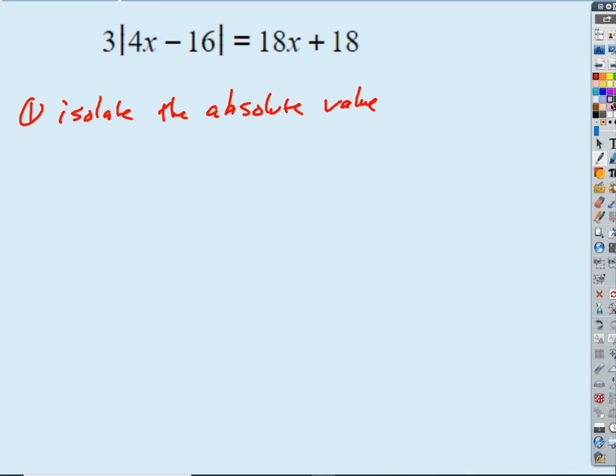Good. And so if I divide each side through by 3, the 3's are going to cancel here, and I'm going to get the absolute value of 4x minus 16 is equal to, if I divide both parts by 3, what do I get? 6x plus 6. Okay? Once I isolate the absolute value, then what?